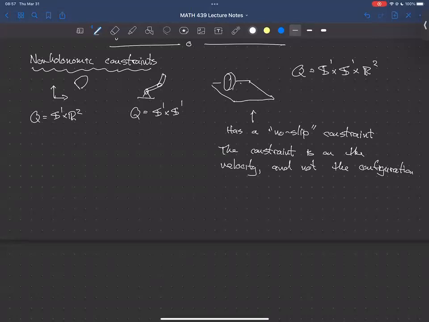So what we're basically going to look at is velocity constraints, and those are what are called non-holonomic constraints. That's the term that you see used in the literature. A more descriptive term, in my opinion, is velocity constraints as opposed to position constraints.